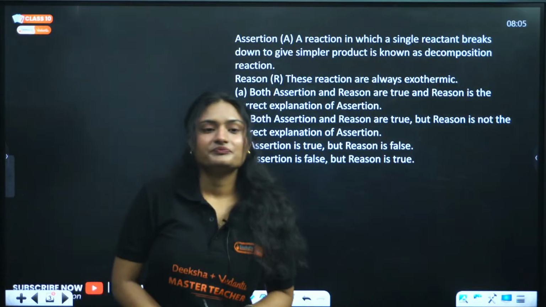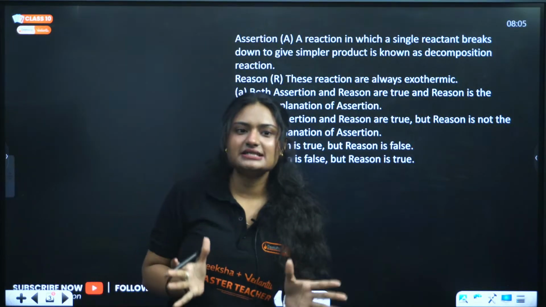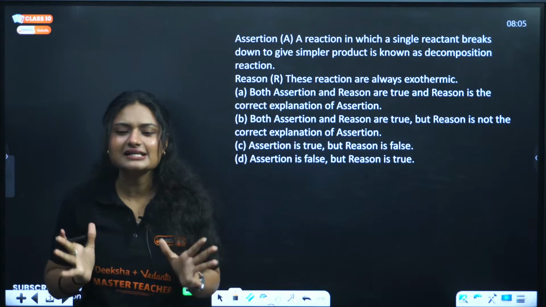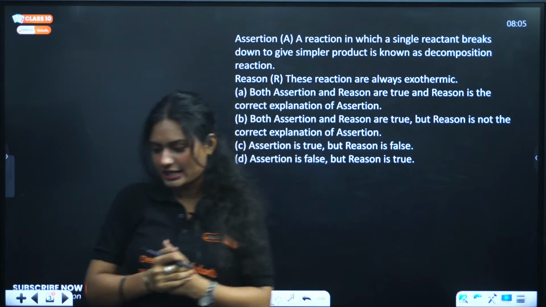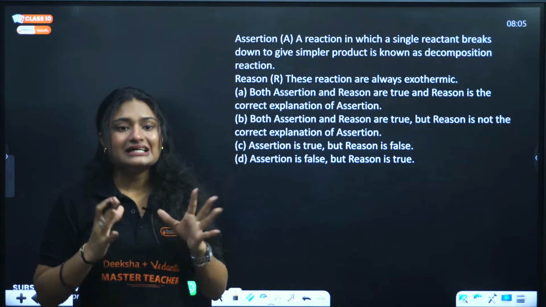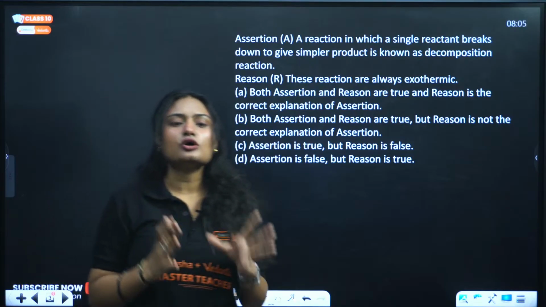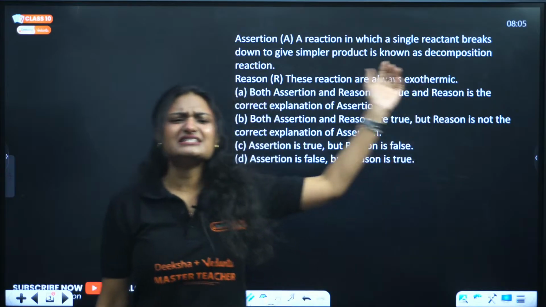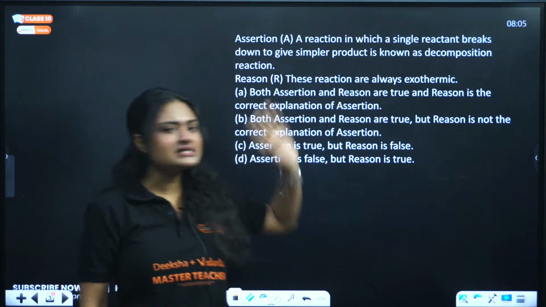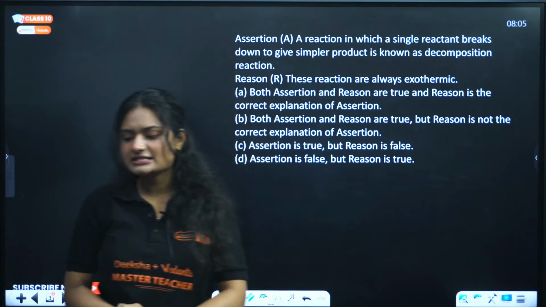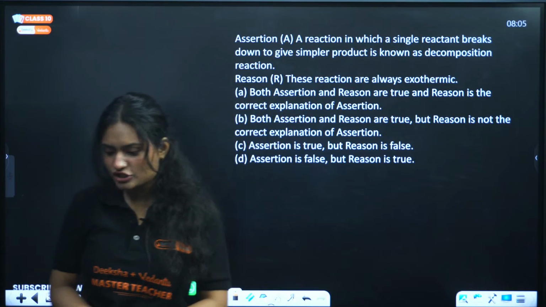First question. Assertion says a reaction in which a single reactant breaks down to give simpler product is known as decomposition reaction, right? Reason says these reactions are always exothermic. So when a single reactant breaks down to give a simpler product, it is a decomposition reaction, right? That is the definition of a decomposition reaction.